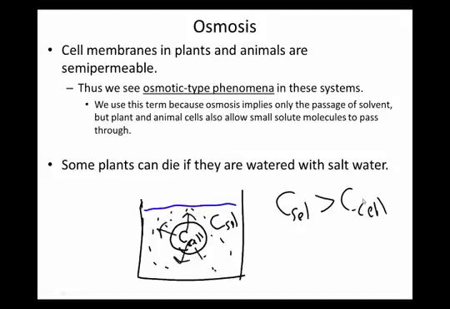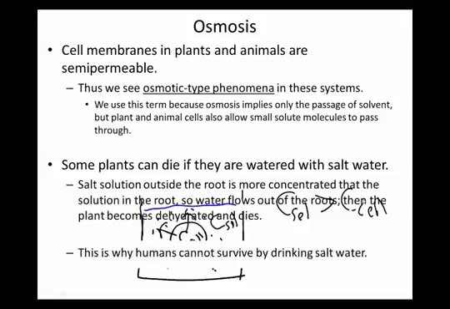This actually dehydrates the plant. So the salt solution outside the root is more concentrated, water flows out, and the plant becomes dehydrated and dies. This is why you can't drink salt water. Salt water dehydrates you because of this process of osmosis. It's too concentrated. It actually sucks the water out of your cells. This is also why drinking pure water, too much of it, can be harmful. Your kidneys are designed to kind of equalize this out, but you can overwhelm them.